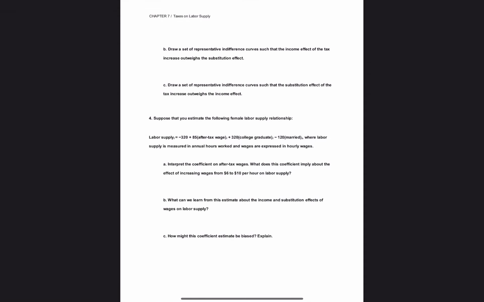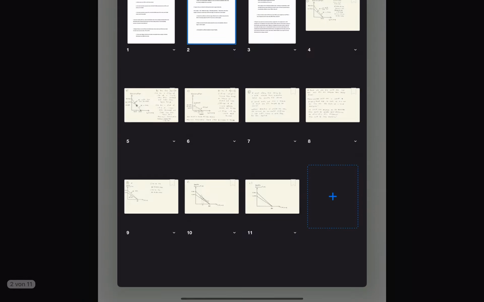In sub-exercise C, we're asked to draw a set of representative indifference curves such that the substitution effect of the tax increase outweighs the income effect. Now the question is, can we generate a situation where, if the taxes are increasing, so if the price of leisure is decreasing, we reply with more leisure or not? That's the question in the sub-exercise. We're supposed to draw basically the opposite case of what we had before.